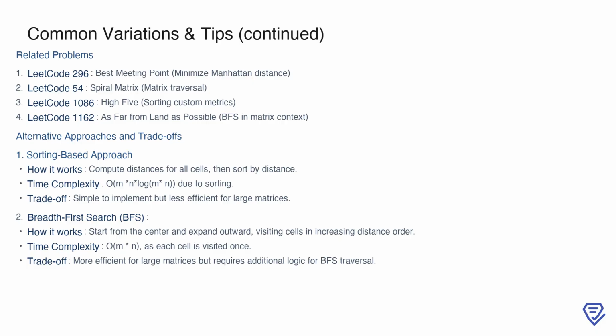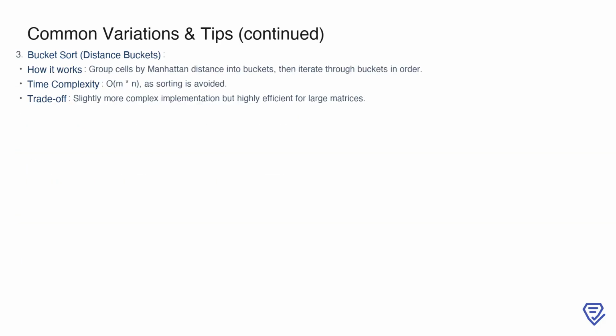Another alternative worth considering is the bucket sort approach, which groups cells by their Manhattan distance into buckets. Once all cells are categorized, you can iterate through the buckets in increasing distance order. This method avoids the computational cost of sorting altogether, resulting in a time complexity of O(m*n). The trade-off here is that the implementation can be slightly more elaborate, as you need to manage the buckets and ensure proper indexing. However, for large matrices, this approach is highly efficient and can outperform both traditional sorting and BFS.